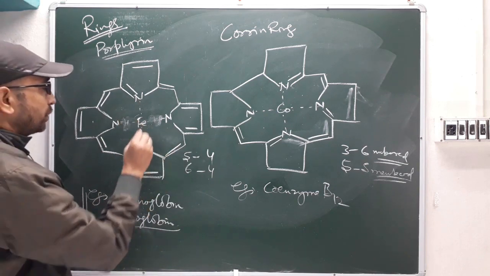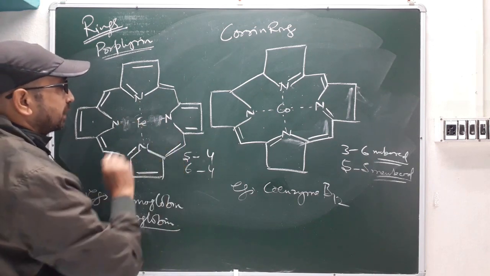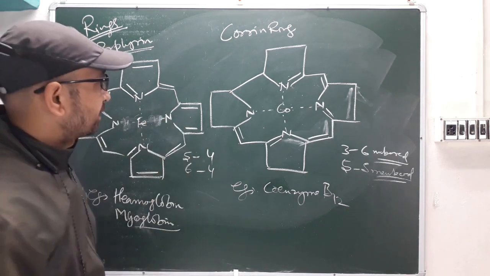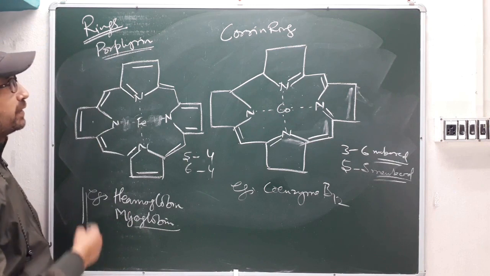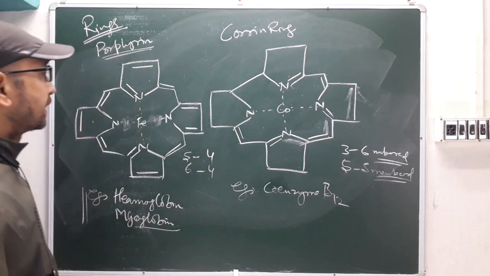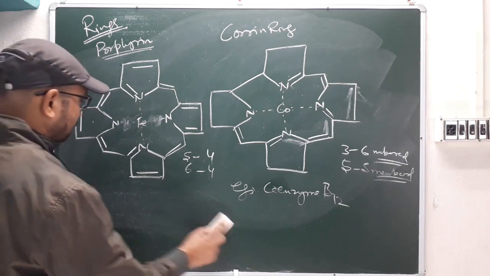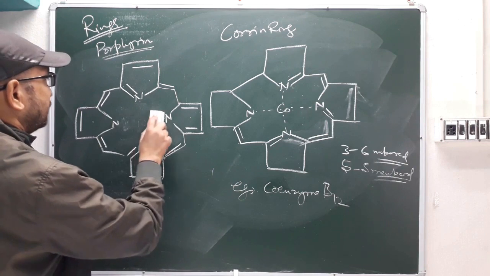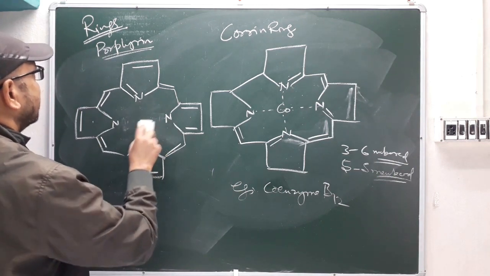Okay, just count 1, 2, 3, 4, 5, 6. Right? You can count any of these rings. It will be 6-membered only. So now porphyrin is done, corrin is done. We just draw the chlorin ring that is required for chlorophyll, right? So I will utilize this ring.